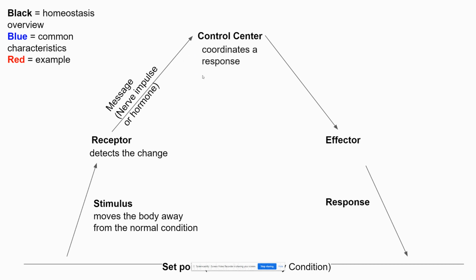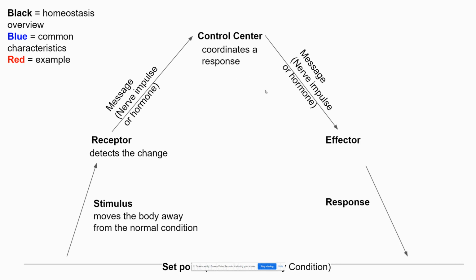And this next organ in the sequence is called the control center. This is an organ that will coordinate a response. What I mean by this is that this organ will understand the message that's coming to it, that something has changed, and it will communicate to the next organ that will do something to counteract that change. In a way, it's serving as a processing center of messages. Sometimes the control center is a part of the brain, but other times it's a different organ, so it's not always going to be the brain. The control center will communicate to the next organ by sending out nerve impulses or hormones.